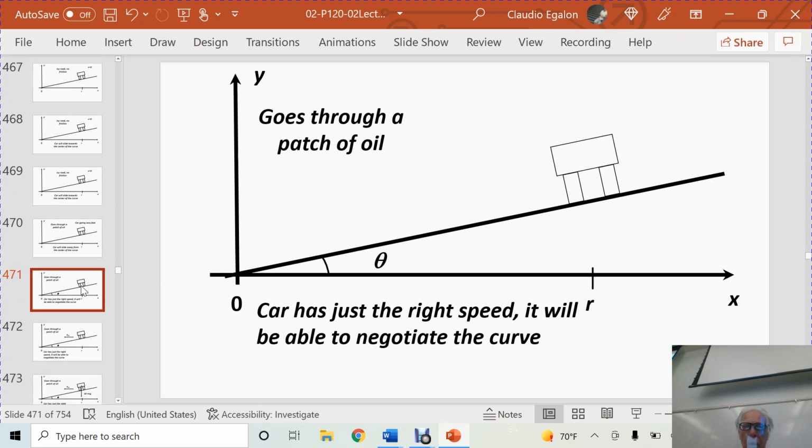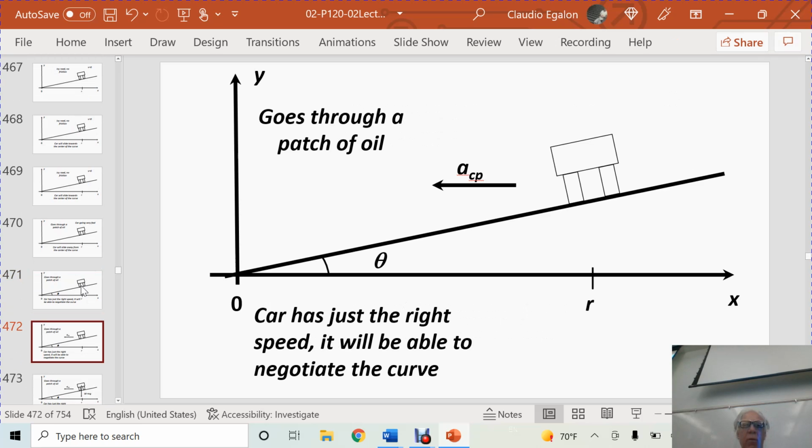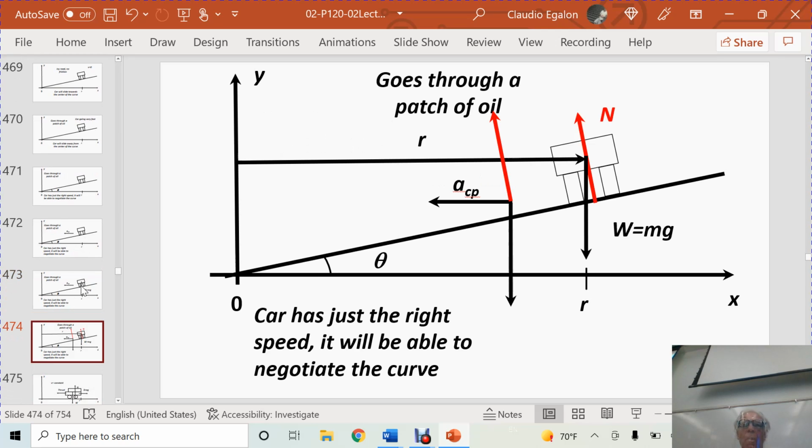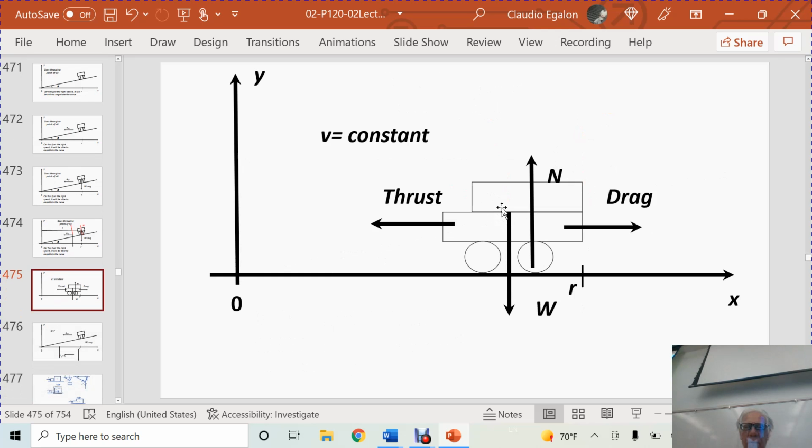Okay, so here we go. We have this situation here. We must have a centripetal acceleration. We have the weight of the car. We have the normal being applied to the car. And this component of the normal is the one serving as the centripetal force. There is no need to have friction in this specific case.